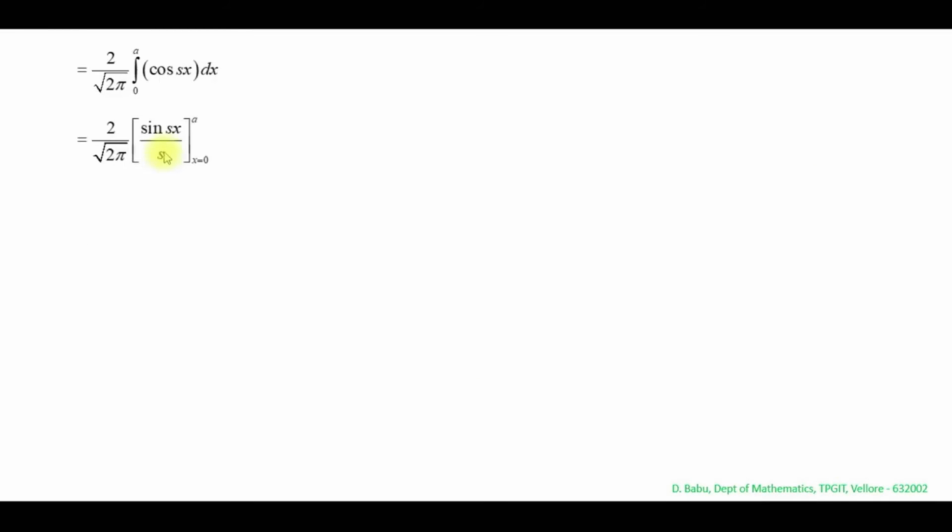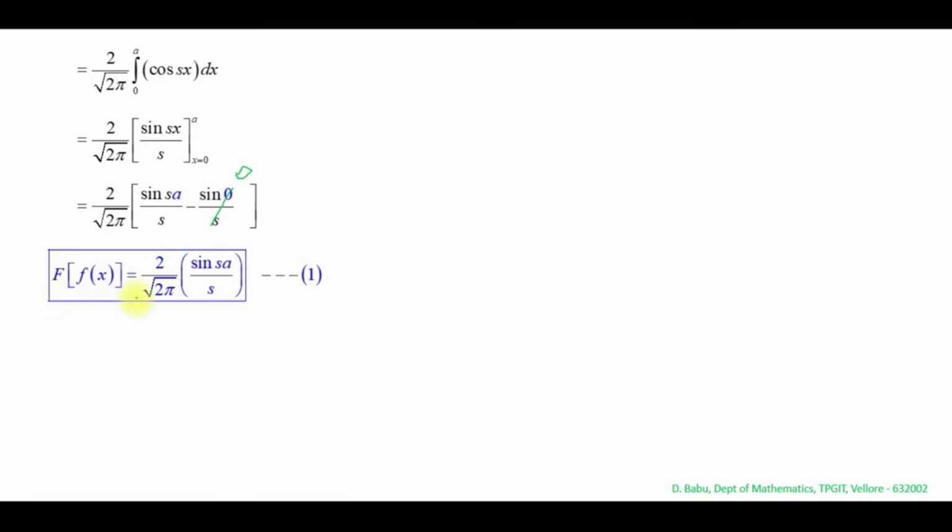Now integrate. Integration of cos sx is sin sx divided by s. The limit is x equal to 0 to a. Applying the limit: sin sa divided by s minus sin 0 divided by s. The value of sin 0 is 0. So the answer is the Fourier transform of f of x equals 2 divided by square root of 2 pi times sin sa divided by s. Take this as equation number 1.